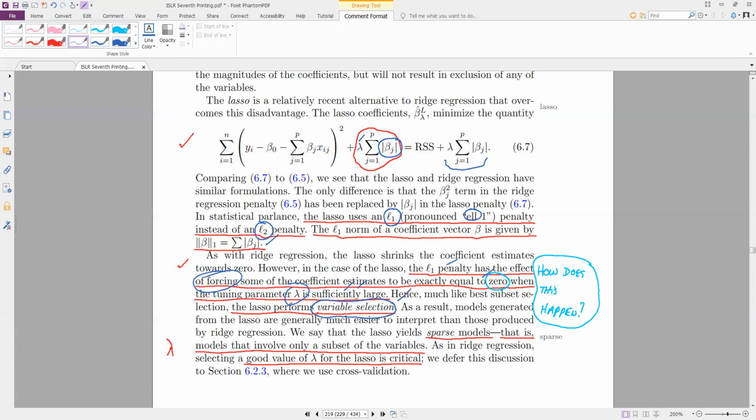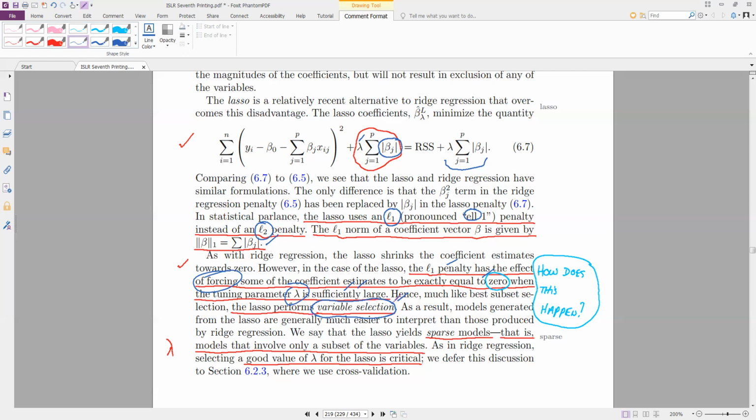If it's going to force some of the coefficients equal to 0, what do we know about coefficients equal to 0? Not interesting, not statistically significant, right? Not interesting. The lasso might help with this because it's going to force them to 0. So it might be useful for model selection, or predictor selection rather.